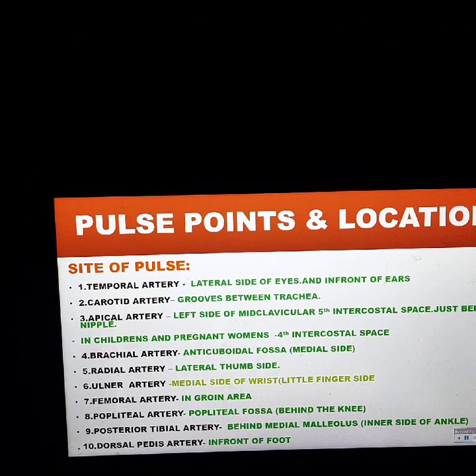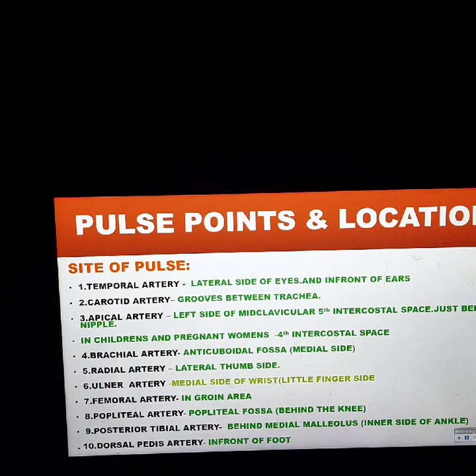Now we will discuss pulse points and locations. Sites of pulse. First of all, temporal artery, lateral side of eyes and in front of ears. Carotid artery, grooves beside the trachea. Apical artery, left side of midclavicular line, fifth intercostal space just below the nipple. In children and pregnant women, fourth intercostal space. Brachial artery, antecubital fossa, medial side.